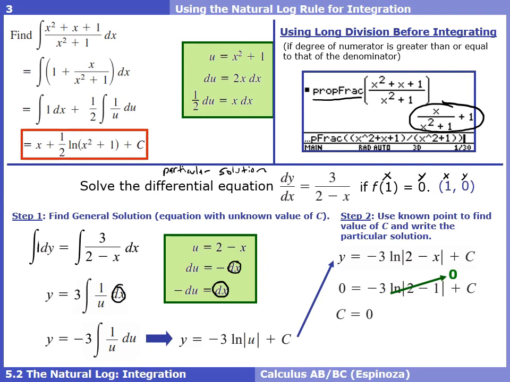So we found our general solution, we found the value of c, and now to write our particular solution, or to solve this differential equation, we just need to plug in the value of c, which really doesn't need anything there since it's 0. So our particular solution, or the solution to the differential equation, is y equals negative 3 ln absolute value of 2 minus x.